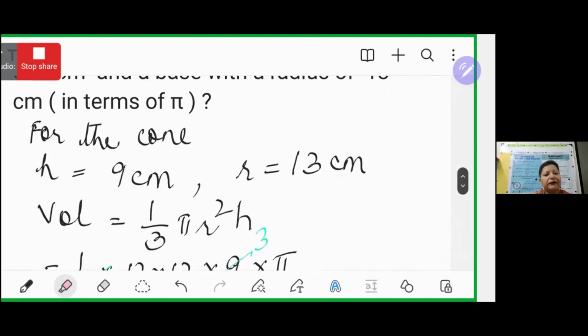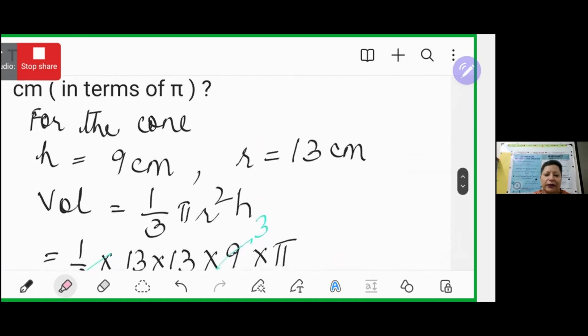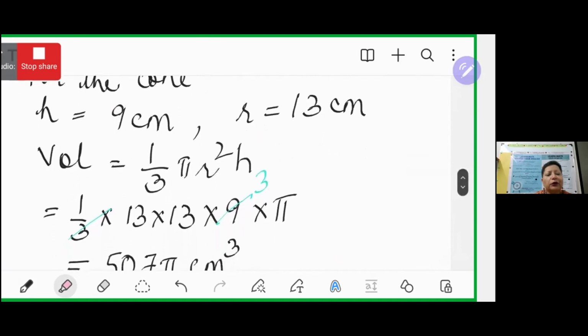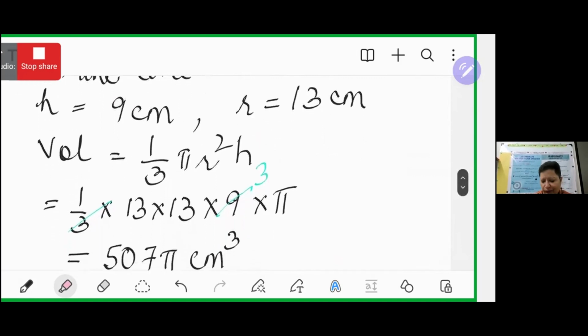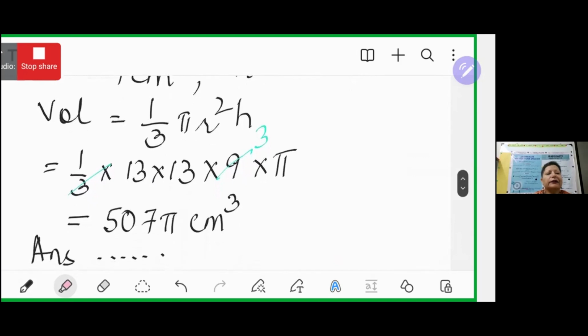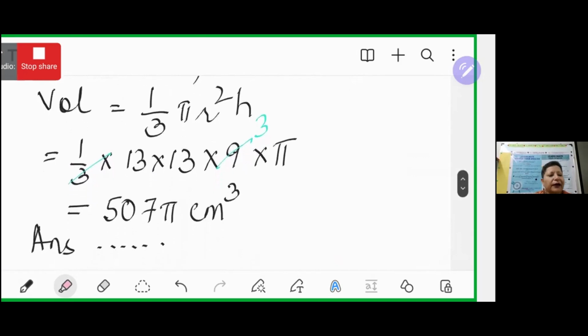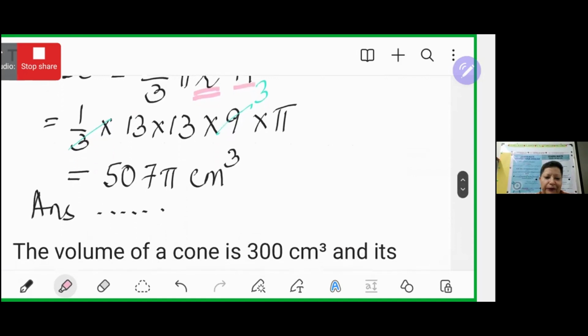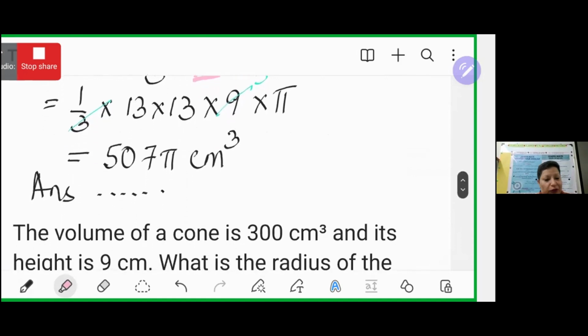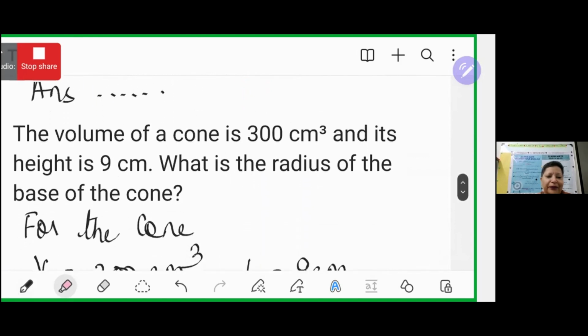For the cone, the height is given as 9. Radius is given as 13 centimeters. Volume formula we know is 1/3 pi r square h. Put in all the values except for pi. And so easily done. You get 13 into 13 into 3, which is nothing but 507 pi centimeter cube. Again, why centimeter cube? Because we are finding out the volume. It's multiplying 3 variables, r, r and h. Is that okay? So that's how centimeter cube. Again, answer statement, a must, without which you may tend to lose marks.